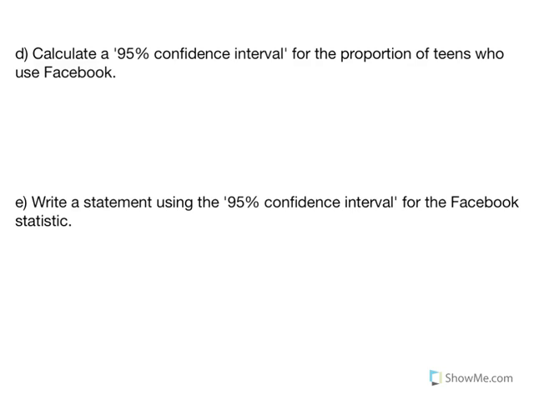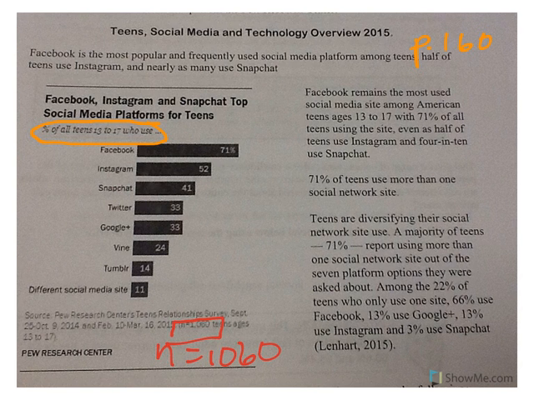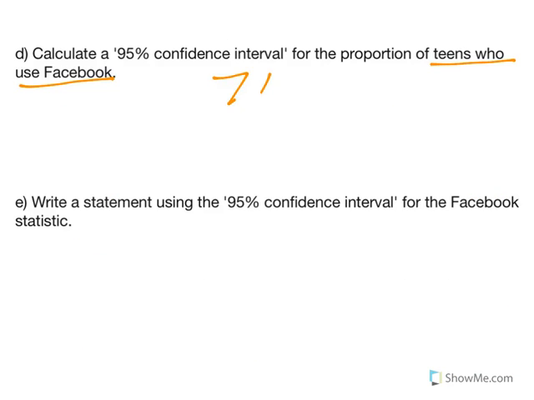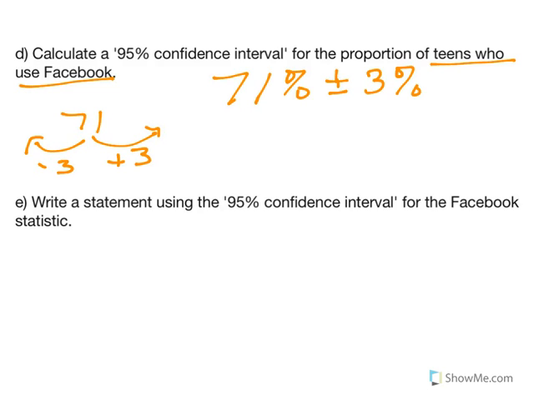So we want to calculate the confidence interval for the proportion of teens who use Facebook. If I give you whiplash and go back, here's Facebook right here. So that means my estimate is 71%. The confidence interval is your estimate plus or minus your margin of error. And we just found our margin of error to be 3%. So if I take 71 and I subtract 3, and then I take 71 and I add 3, my 95% confidence interval is 68% to 74%.